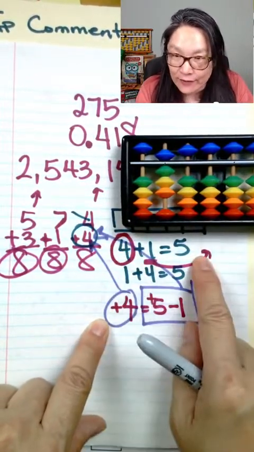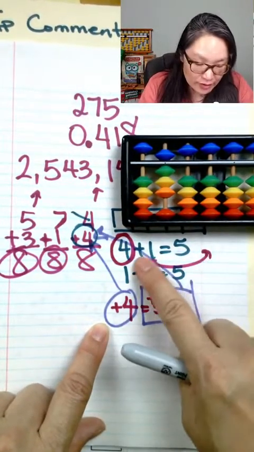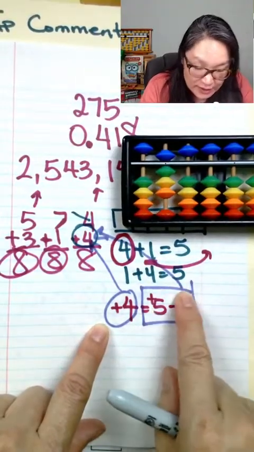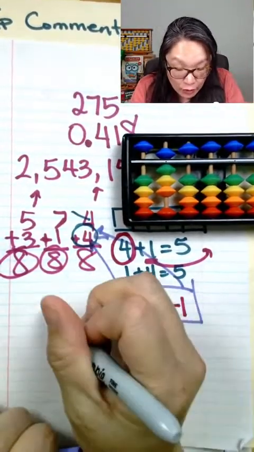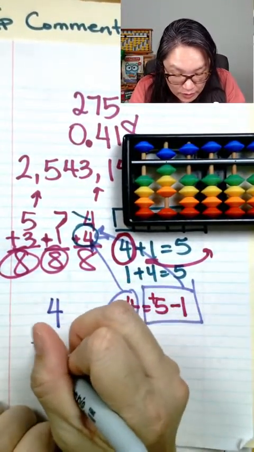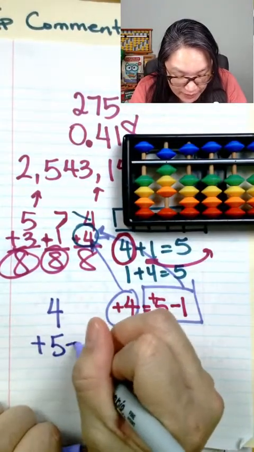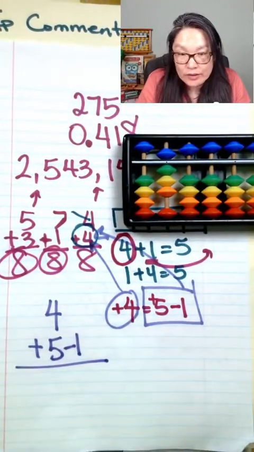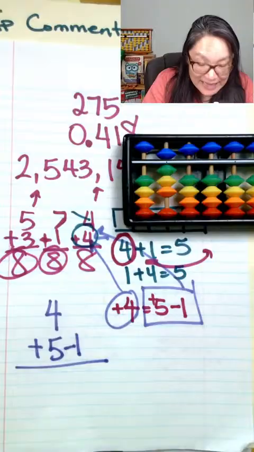We have to isolate the variable. When we isolate the variable, we substitute this information into here. So if I rewrote it, it'd be 4 is equal to plus 5 minus 1. That's what we'd be doing. It's a little complicated, but that's the idea.